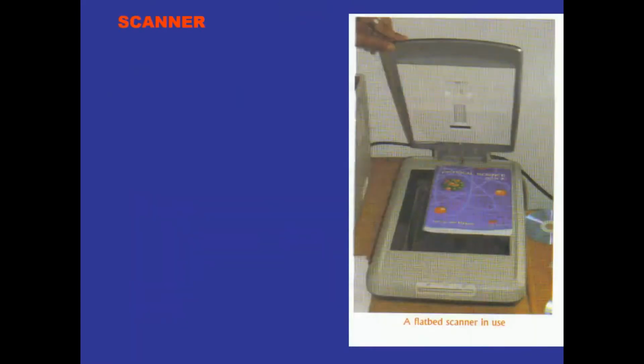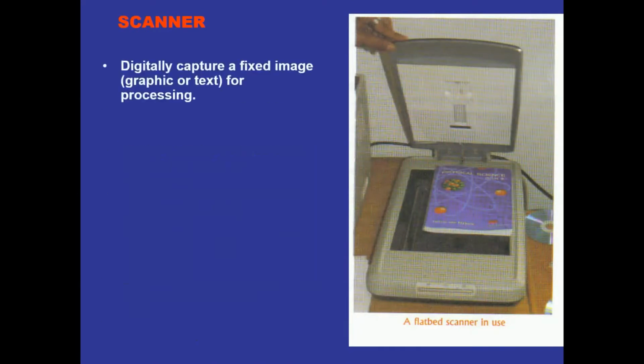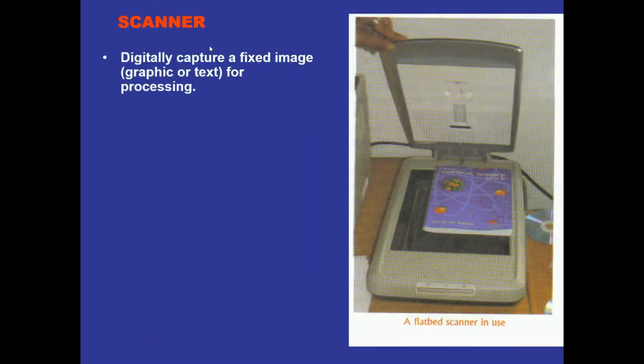The scanner is the first type of input device in this lesson. What does a scanner do? This is what it looks like. You would recognize it. You would have seen it somewhere. It's digitally capturing a fixed image, which can either be graphic or text. Graphic, which is images, and text, which is typing, words for processing.